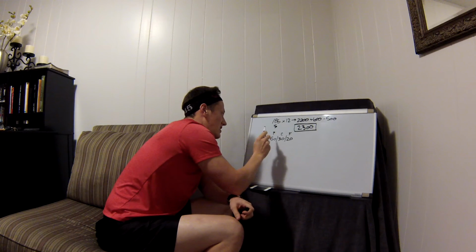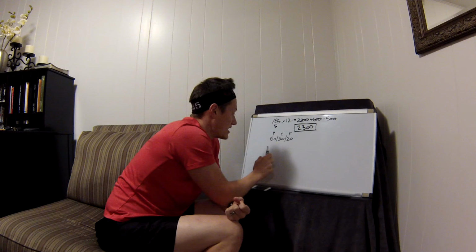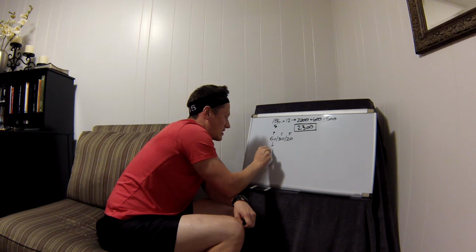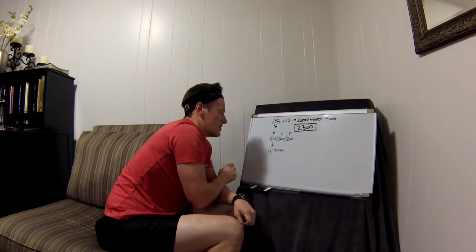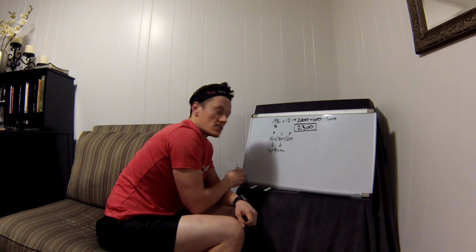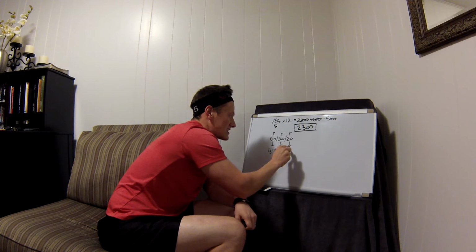In 1 gram of protein, there are 4 calories. So 1 gram equals 4 calories. Okay? Got that? Same thing for carbohydrates. 1 gram of carbohydrates has 4 calories in it. 1 gram of fat has 9 calories in it.